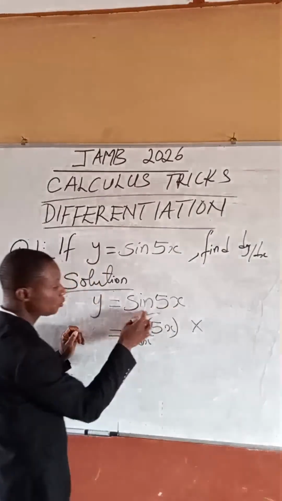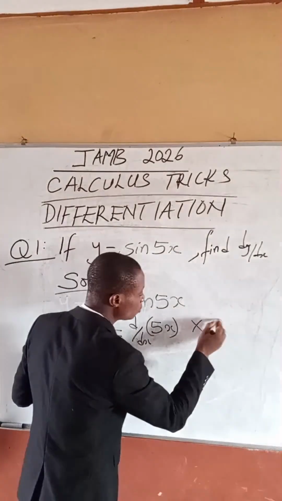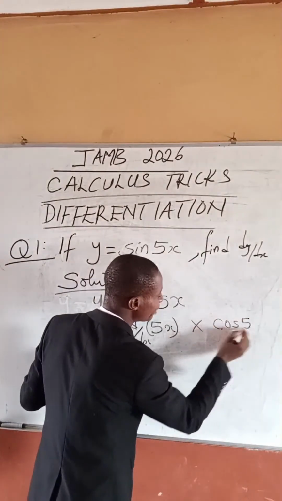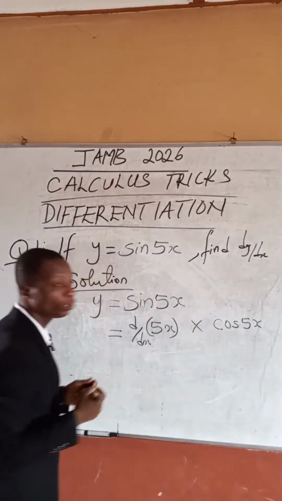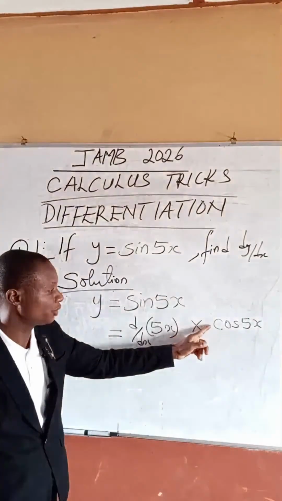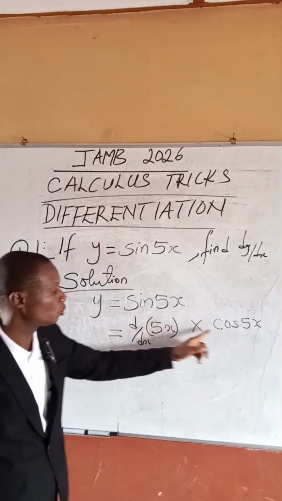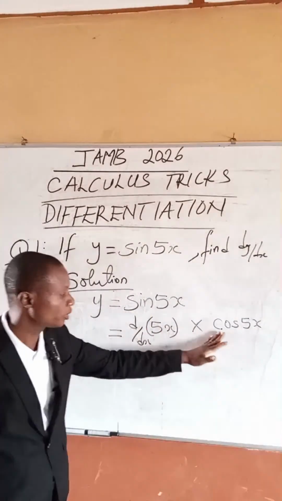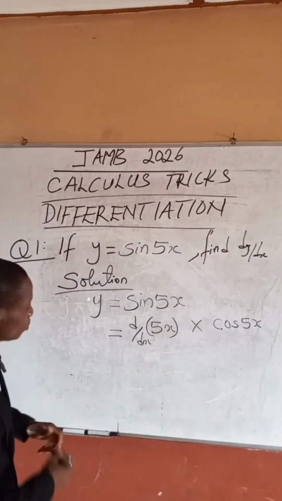Multiply it, change sine to cos. So it becomes cosine here. Cosine. Repeat the 5x here. There will be no minus attached to this. Okay, from sine to cosine, there is no minus. It remains positive. So that is what we have.